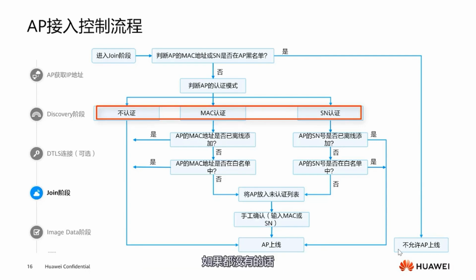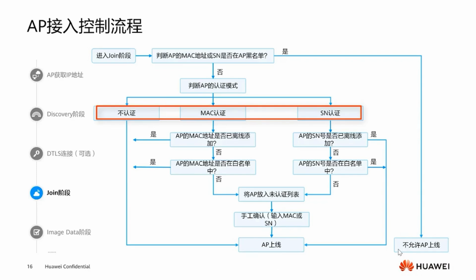If not, then check if this AP is added to the whitelist. If it's not on there either, then the AP can only be placed on the unauthenticated list. It must wait for confirmation. SN authentication works the same, just using different authentication parameters, which are the serial numbers. This is a straightforward process.